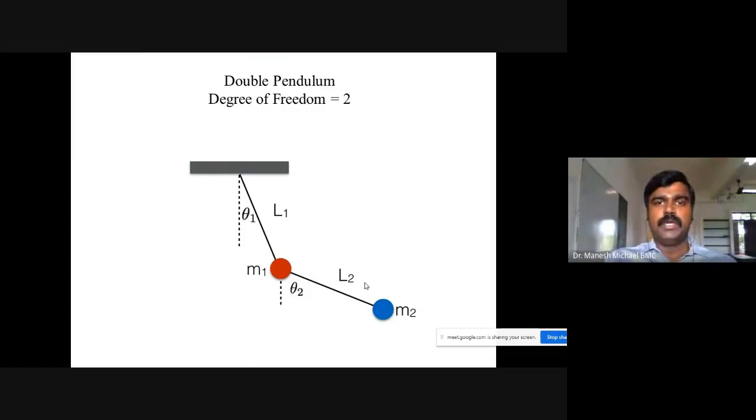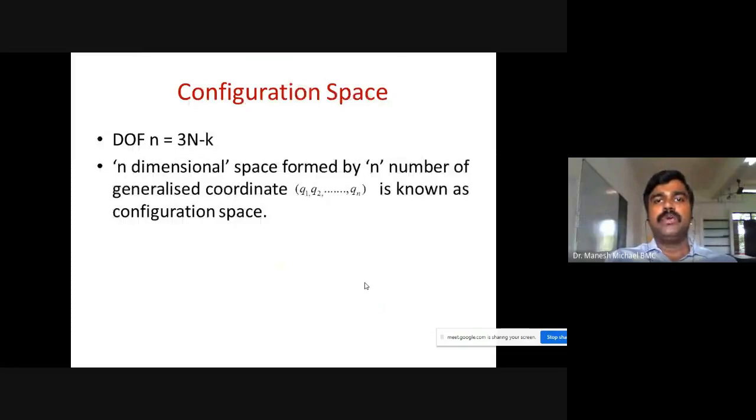Today we are concluding the lecture with the last topic, configuration space. What do we mean by configuration space? As I mentioned earlier, if you have small k number of constraints, the total degree of freedom n is equal to 3 into N minus k, where N is the number of particles in the system. Suppose you have N particles, you need a total of 3N coordinates. If there are k constraints, then the degree of freedom is n equals 3N minus k.